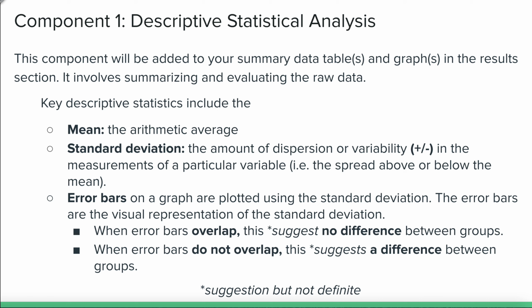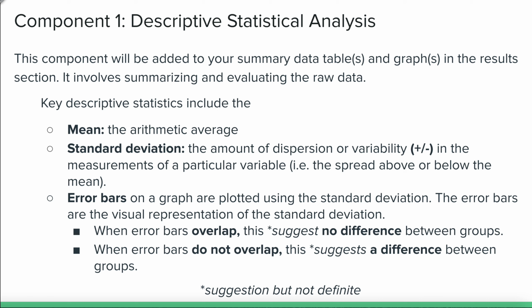So let's look at each component in more detail, starting with the descriptive statistical analysis. This component will be added to your summary data table or tables and graph or graphs in the results section. It involves summarizing and evaluating the raw data. The key descriptive statistics include the mean, which is the arithmetic average, and standard deviation, which is the amount of dispersion or variability, shown with a plus and minus sign, in the measurements of a particular variable. This can also be considered the spread above or below the mean.